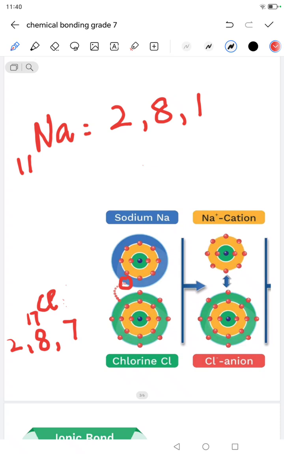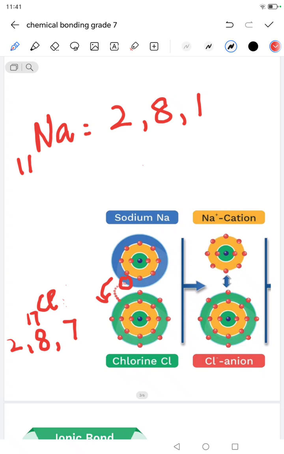So this one has to complete its outer 8 electrons. So the 1 electron from the sodium is donated to the chlorine, and hence this chlorine 7 becomes 8. So this is how the electron is being transferred from sodium to chlorine. That is why in an ionic bond we call it a complete transfer of electron. The bond which is formed by the complete transfer of electron is called an ionic bond. So here we have the ionic bond that is being formed.